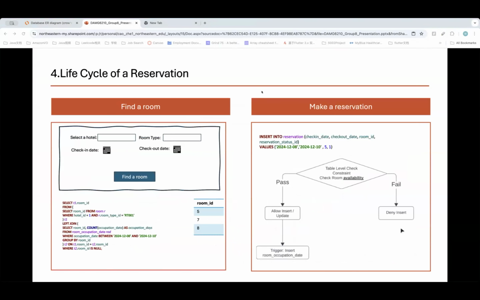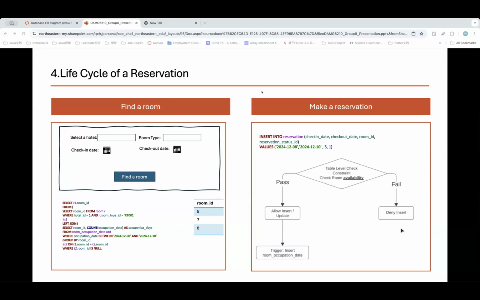When a customer wants to extend his stay, for example, he wants to stay for 2 more days, we can try to update the data in the reservation table. We will get his reservation ID and use this ID to update the checkout date by 2 days. When we try to update the data, there is a table level check constraint to check the room availability. We will see whether this room is occupied for the next 2 days. If the room is occupied, we can't update this record, so it will fail.